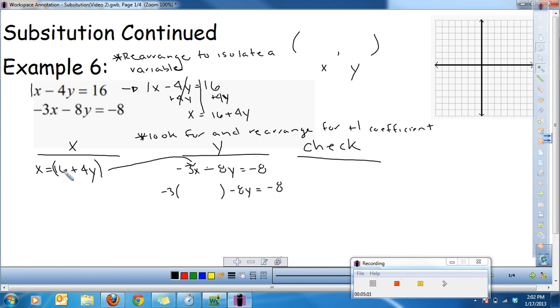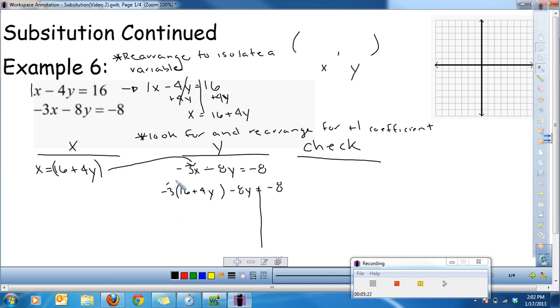x is 16 plus 4y. I'm going to write that whole thing in here, 16 plus 4y. I want you to notice that I wrote this entire thing in for x. There is no x's here. x was replaced by this whole thing. And now we can solve for y.